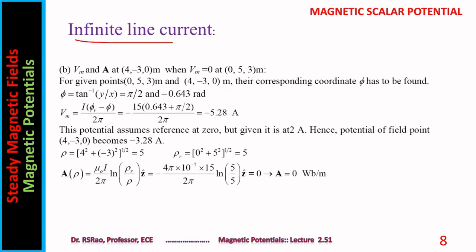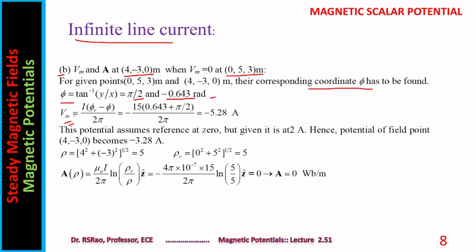Infinite line current, same problem. Part B: Vm and A at (4, minus 3, 0) when Vm is 0 at (0, 5, 3). The solution process for B is the same as for A. The only difference is that here the points are given in Cartesian. We have to convert these Cartesian points into cylindrical first and then substitute. For the given points, their corresponding coordinate phi has to be found. Phi is pi by 2 and minus 0.643 radians.